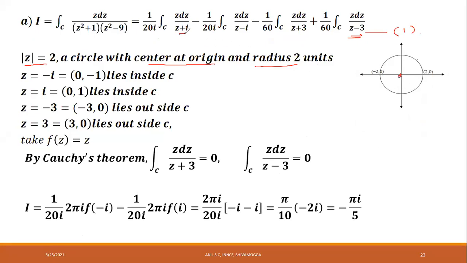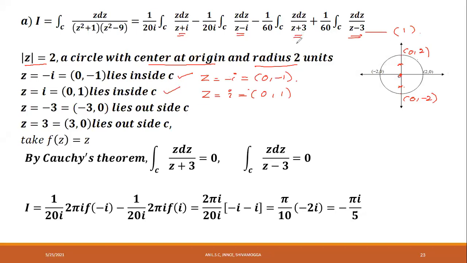And this is not analytic when z plus i is equal to 0, or z is equal to minus i. Z is equal to minus i means real part 0 and imaginary part minus 1: 0 comma minus 1. This is 0 comma 2 and this is 0 comma minus 2. Clearly 0 comma minus 1 is the midpoint of this straight line, therefore this lies inside C. And this is not analytic when z minus i is equal to 0, or z is equal to i, which is 0 comma 1. Therefore 0 comma 1 lies inside C.